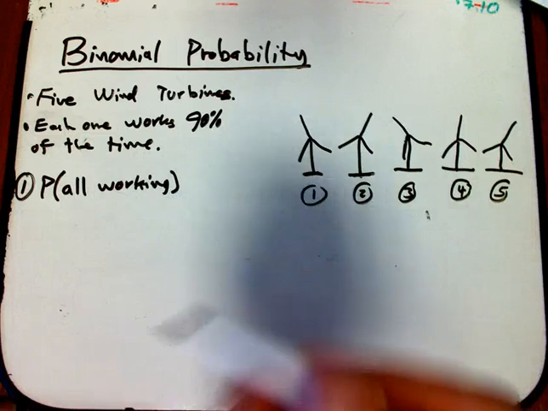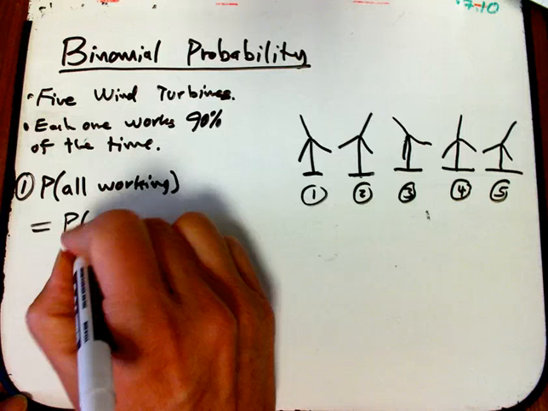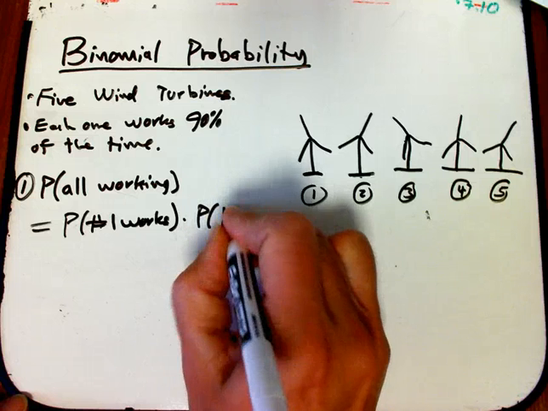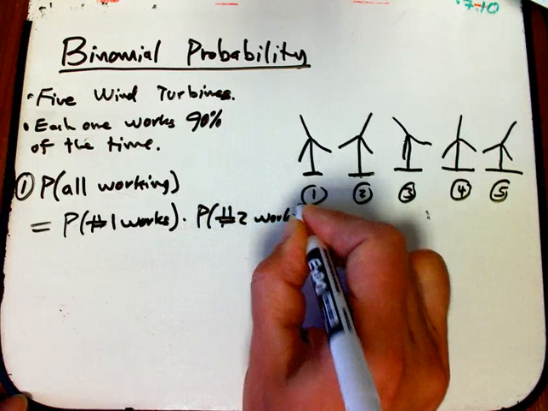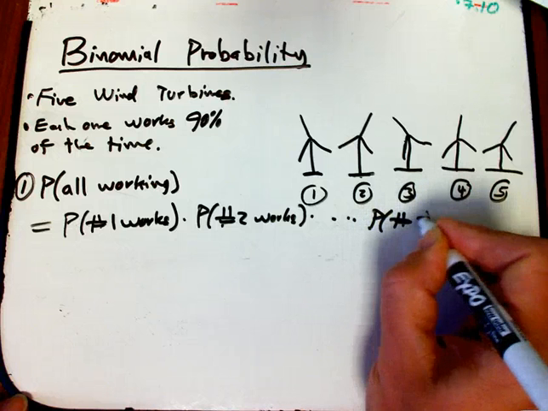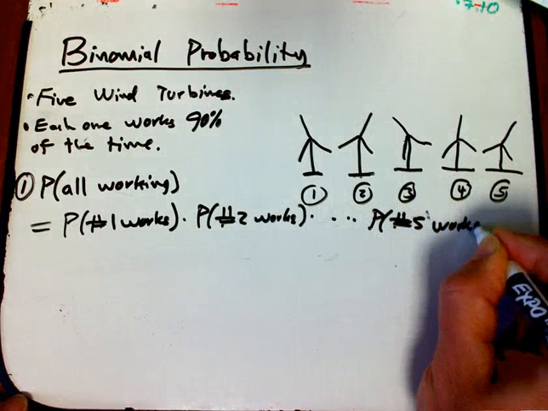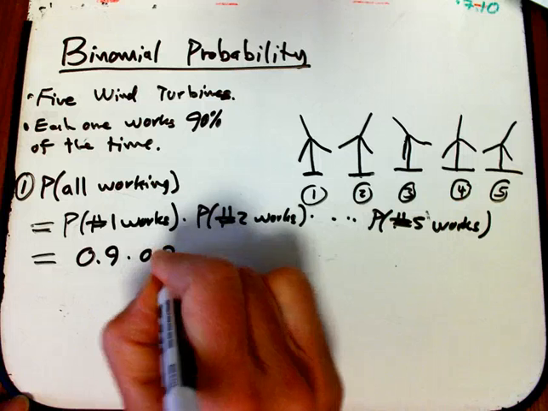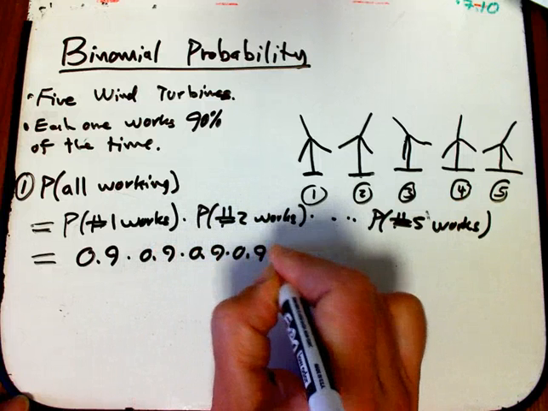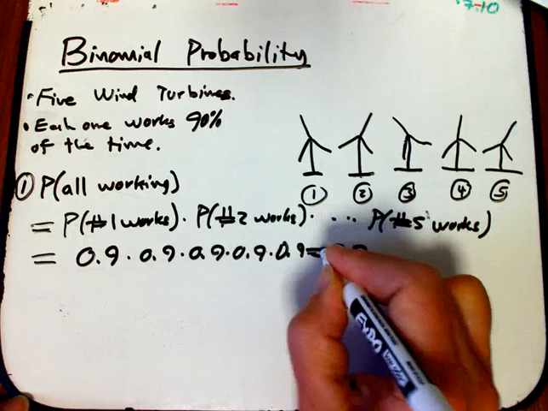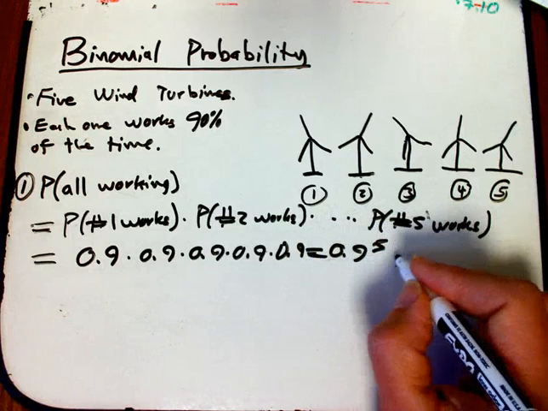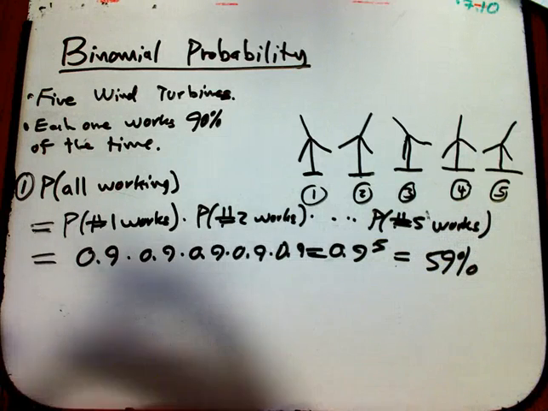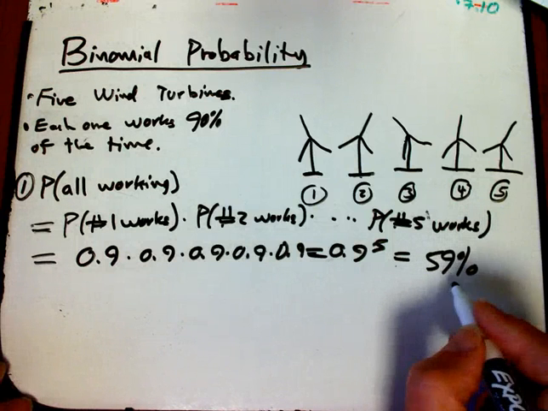given time? Most people go ahead and say, I think that's the probability that number 1 works, times the probability that number 2 works, and all the way to the probability that number 5 works. That would give 0.9 times 0.9 times 0.9 times 0.9 times 0.9, or in other words, 0.9 to the 5th power. That works out to be 59% of the time. So these are pretty reliable, and it's not too much to ask that all 5 of them are running at the same time. It's more than half of the time.